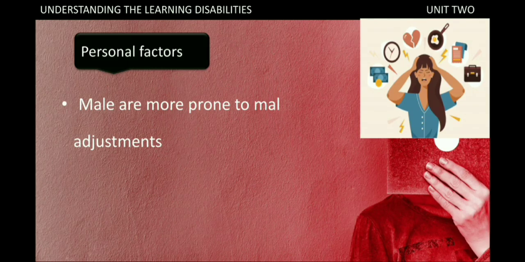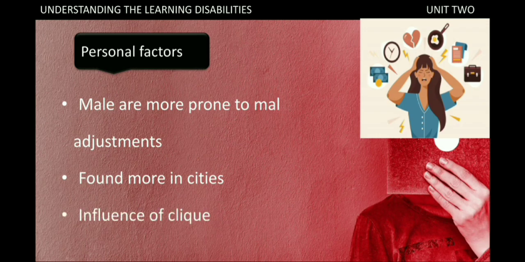So males are more prone to maladjustments and this is happening more in cities. Why is this happening more in cities? In cities the social connection between the people is not that much. So the antisocial behavior of the kid or the individual will grow faster than when he is in a rural area. And the urban slums are the best place to nourish this kind of delinquent behavior. So of course they will be getting a better gang. We can say that they will be influenced by cliques.